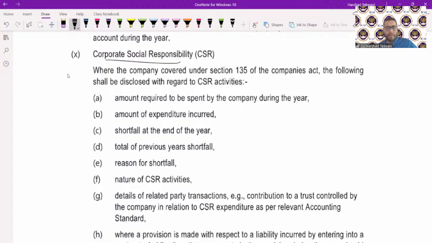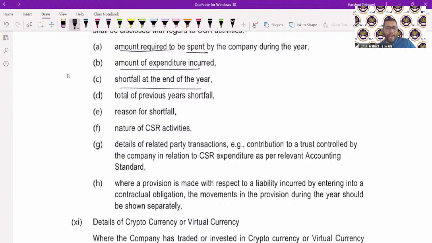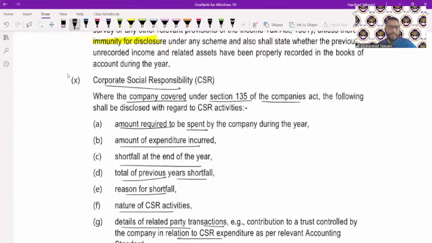CSR. What are the details? Whether the company is covered under section 135. If yes, then the amount required to be spent, amount actually spent, shortfall at the end of the year, total previous year shortfall, reason for shortfall, and nature of CSR activities undertaken. Also details of related party transactions relating to CSR, and where a provision is made with respect to the liability incurred by entering into a contractual obligation for CSR. So all these details are required to be provided for CSR.